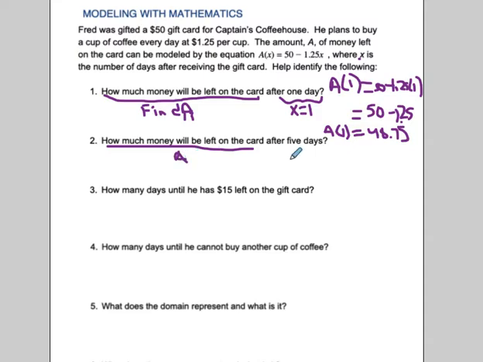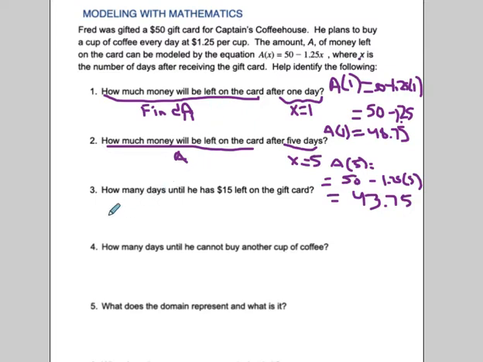In a similar case, how much money will be left on the card after 5 days? Well, if it's been 5 days, that's your x value. X is 5. So we're plugging in the same way. Here we're trying to find A of 5. Well, A of 5 is given by 50 minus 1.25 times 5. If they bought 5 cups of coffee, that's $6.25, and then you subtract that from 50. I get about $43.75. So that's how much money is left on the card after 5 days. The first two are very straightforward.